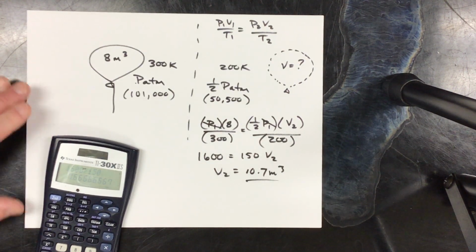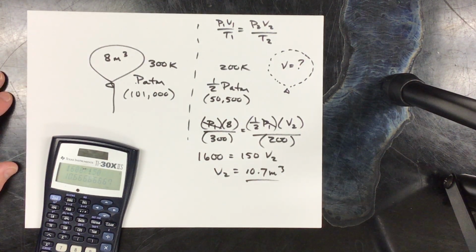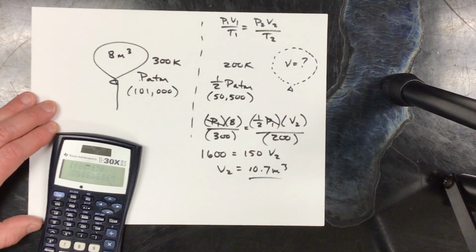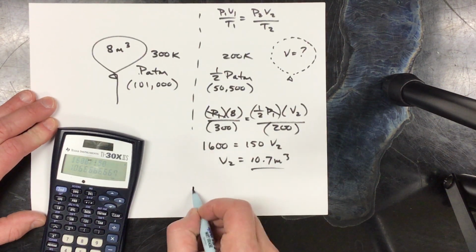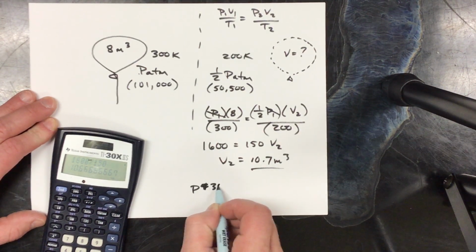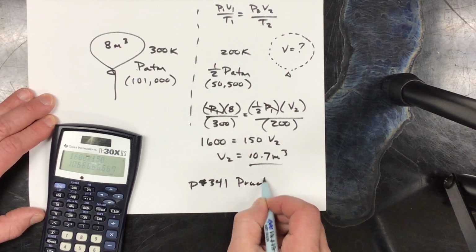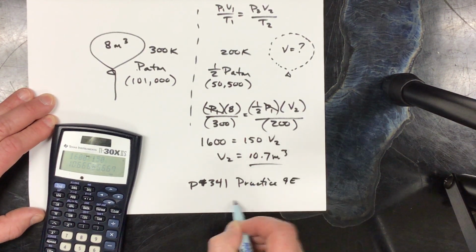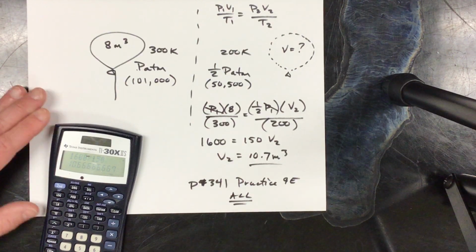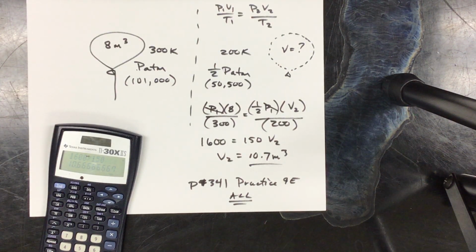Okay, so our guess, we're a little on the low side, but we were sort of within the range, right? Your text has 11 for the answer, but they're rounding with significant digits. Okay, so what that leaves for us then, on page 341, I'll put this up on the board for you as well, our practice 9E, and that's going to be all 1, 2, and 3. There's only 3 questions. It shouldn't be too bad. We'll give it a try.